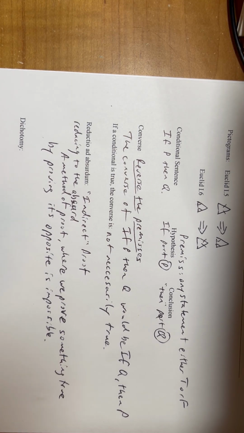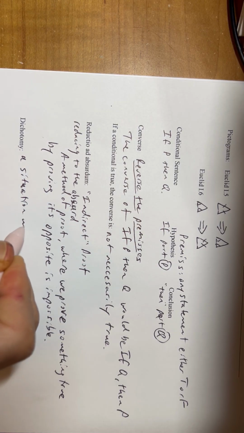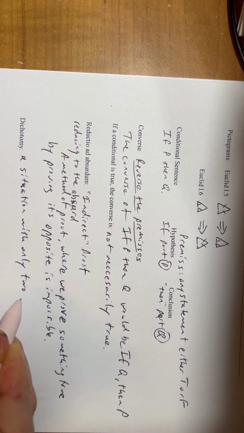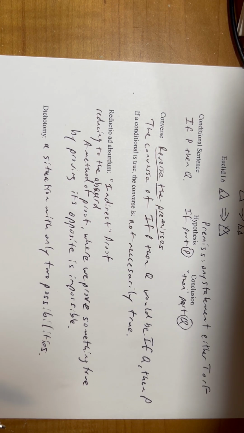So a dichotomy is a situation with only two possibilities. Unfortunately for us, there are not many true dichotomies in real life.